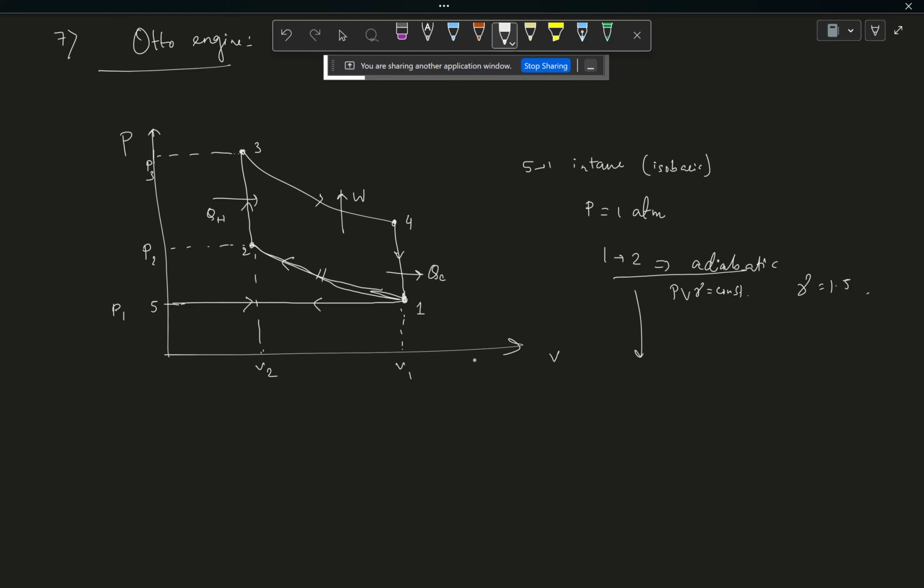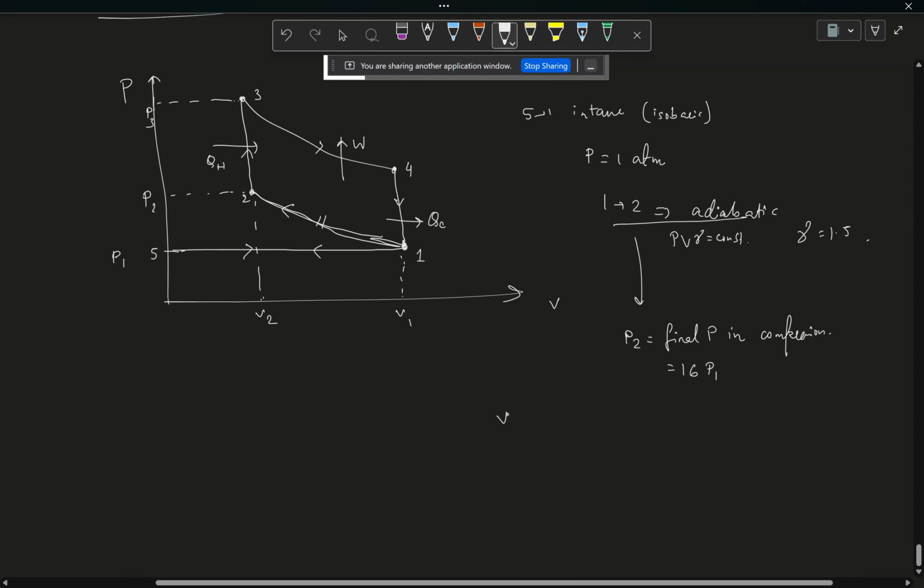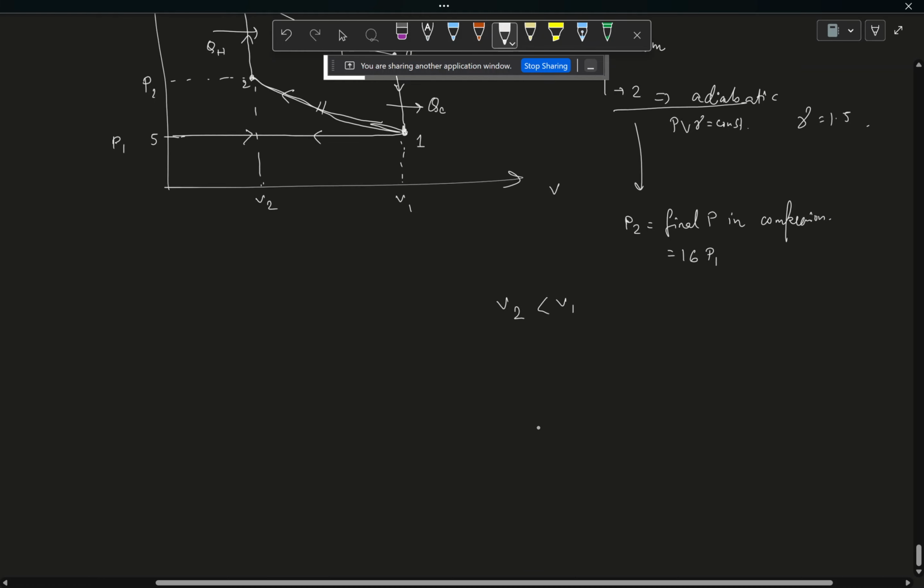So the pressure is also changing from P1 to P2. Because it is a compression, the pressure will be rising. So the final pressure P2, the final pressure in compression, will be greater than the initial pressure, and as per the question, this is 16 times the initial pressure P1. So P2 equals 16 times P1, and because it is a compression, the final volume is lower than the initial volume.